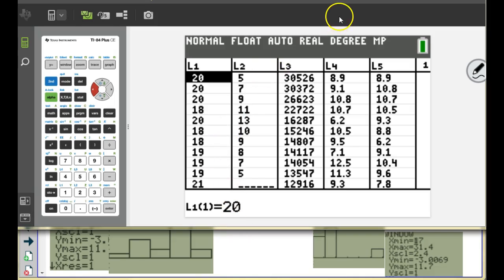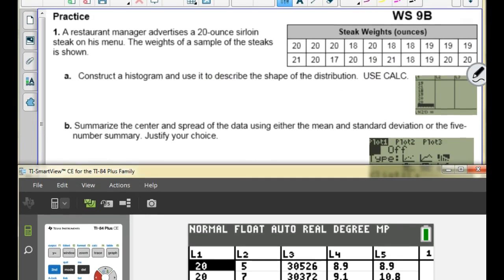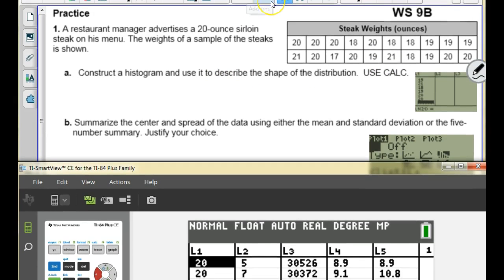Okay, list 1. So we advertised a 20-ounce steak, and they took the weight of, how many of them? Is that 20 of them? Looks like 20 of them. To decide if we really are averaging 20-ounce steaks because some are a little bit smaller, maybe a couple are bigger. Trying to figure out, are we really false advertising or not? Yes?